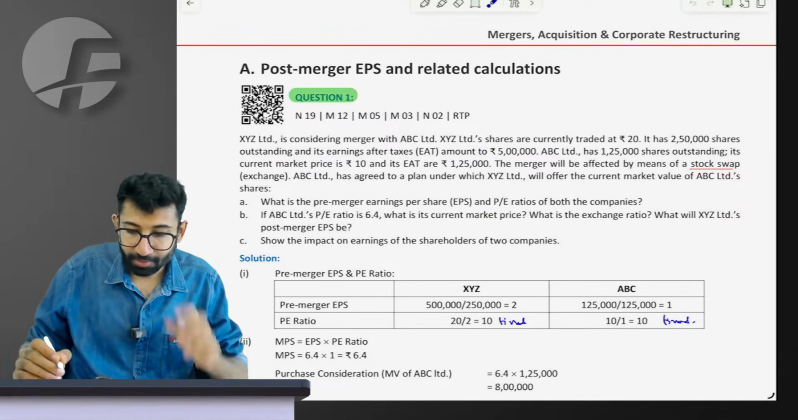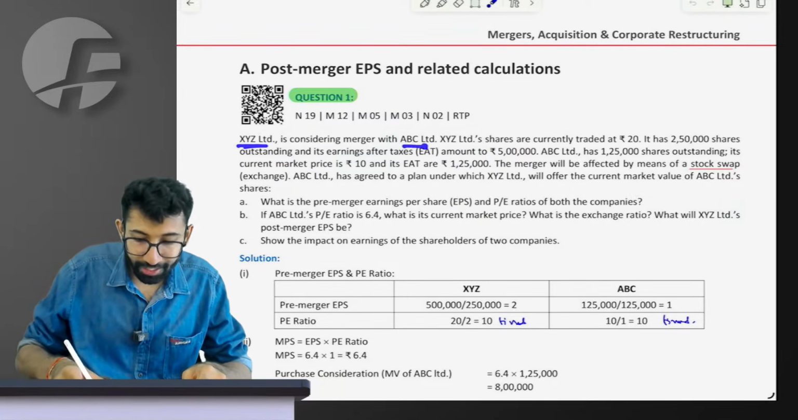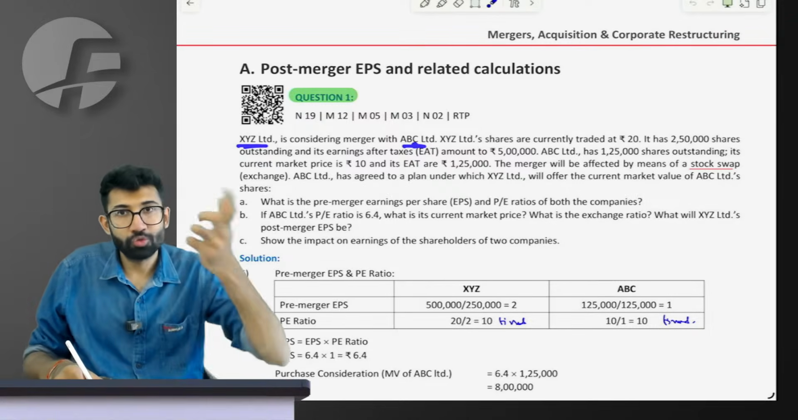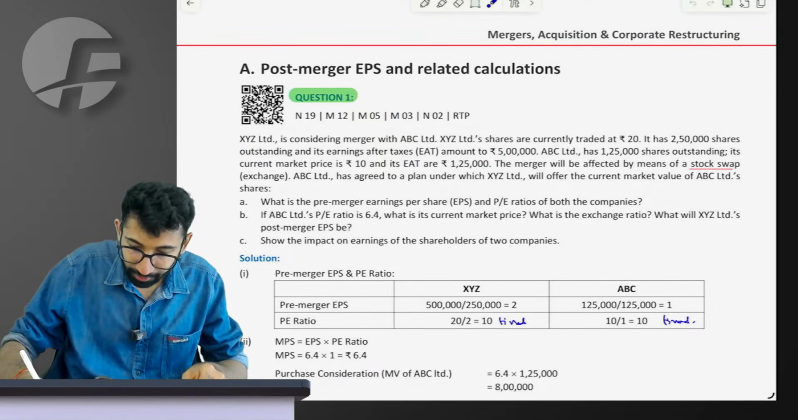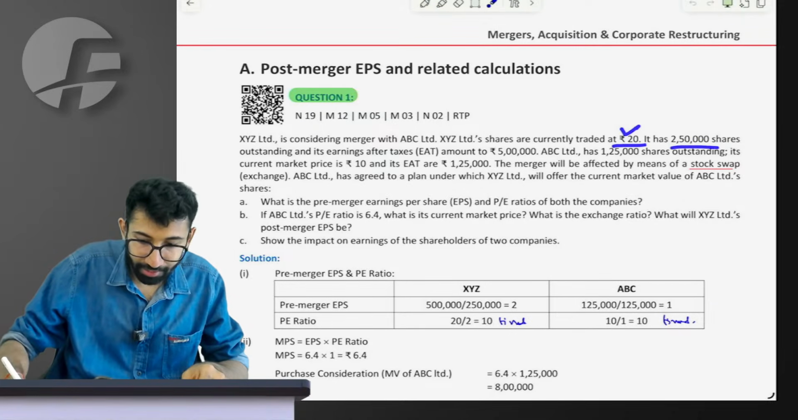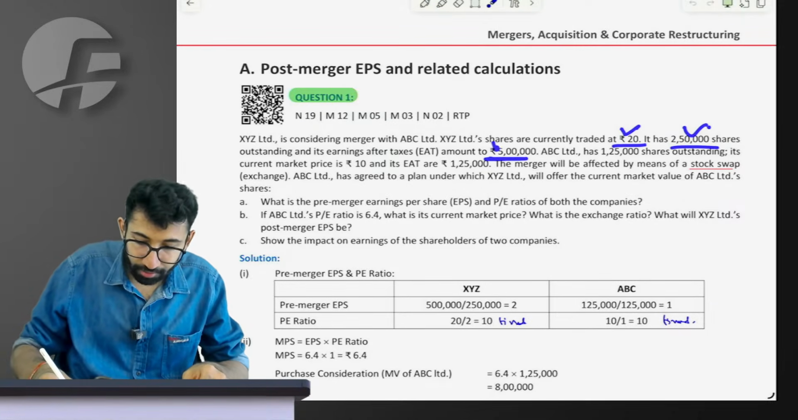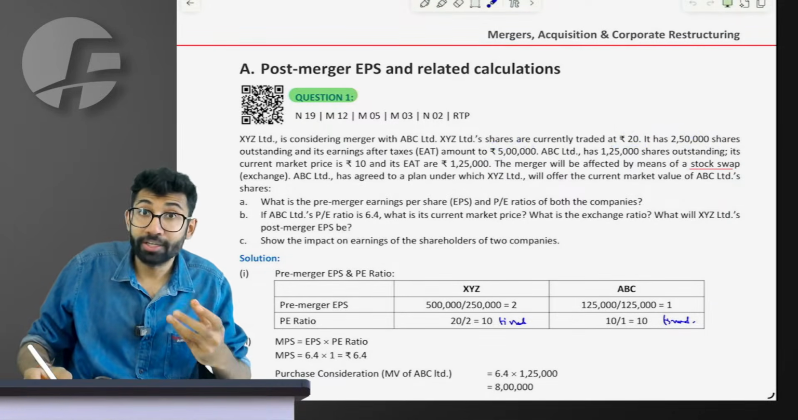Sir, there's this company XYZ and there's this company ABC. The two are planning to merge. Who's going to acquire who? Not clear yet. Then XYZ, the company has market price of 20, number of shares 250, and earnings after tax 5 lakh. What all can you find using this?